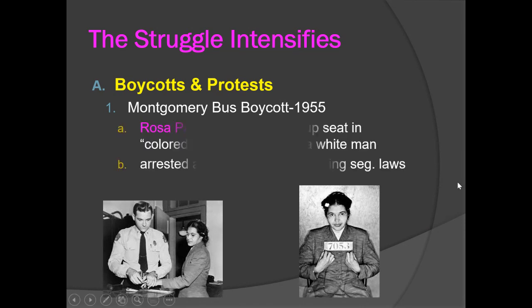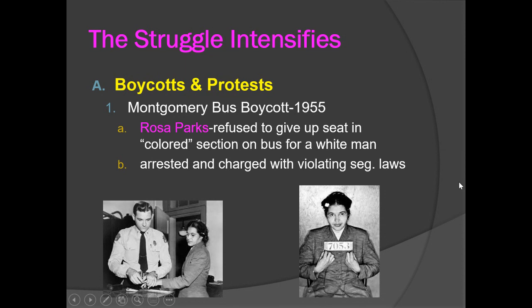And so now we're going to start with your note packet. As the struggle intensifies, I know all of you are familiar with Rosa Parks. And if you're not, I don't know where you have been in your social studies education, because you should have learned about Rosa Parks back in grade school. She is known as the woman who refused to give up her seat on the bus for a white man. And she's a really interesting woman, first of all.